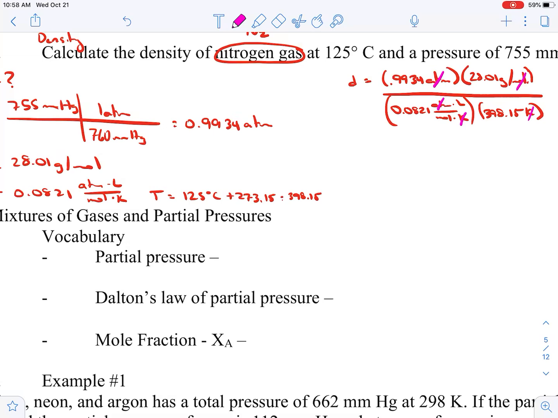We've got moles canceling, all right? And so we're going to be left with grams per liter, which makes sense because our density should be in grams per liter. Now we're ready to plug this all in.